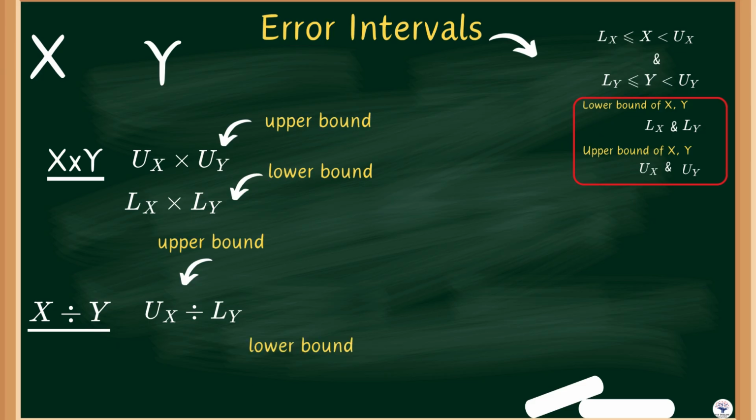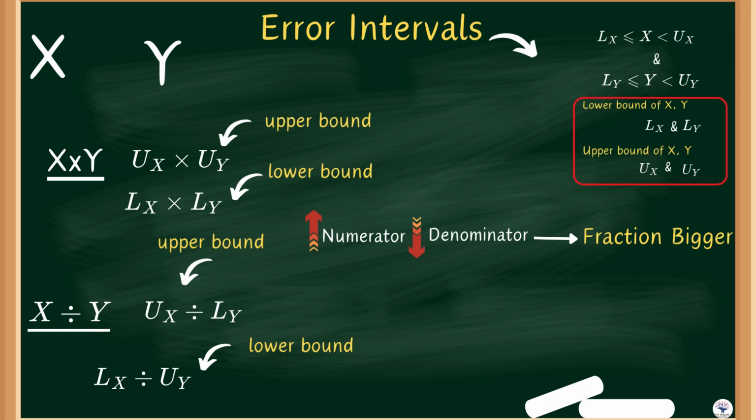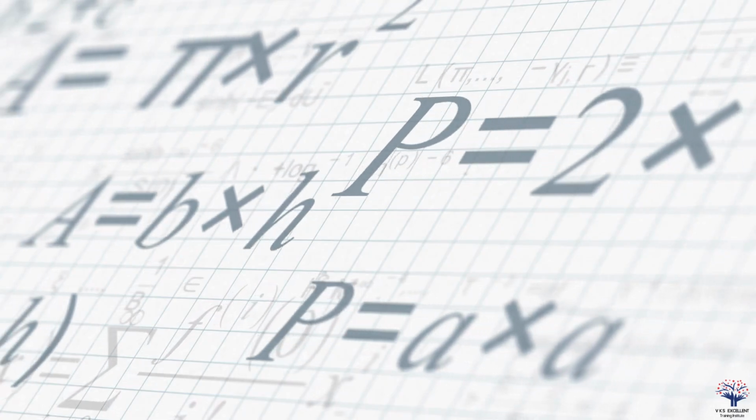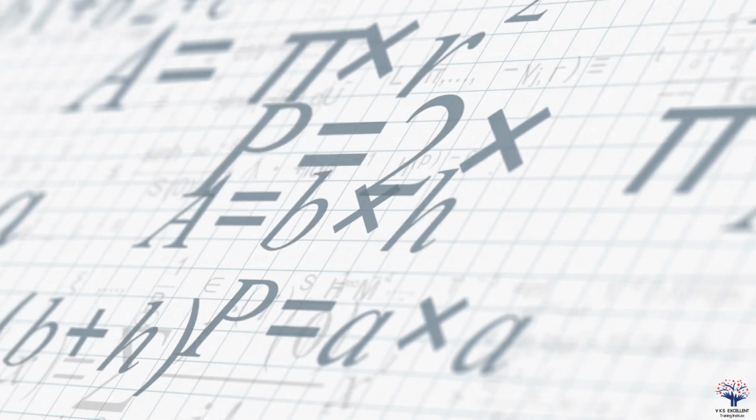Also, to get the lower bound for x divided by y, divide the lower bound of the numerator, that is lx, by the upper bound of the denominator, that is uy. Don't you remember that? Increasing the numerator and decreasing the denominator makes a fraction bigger, whereas decreasing the numerator and increasing the denominator makes a fraction smaller. We can apply bounds in real-life scenarios and to determine the level of accuracy of calculation.